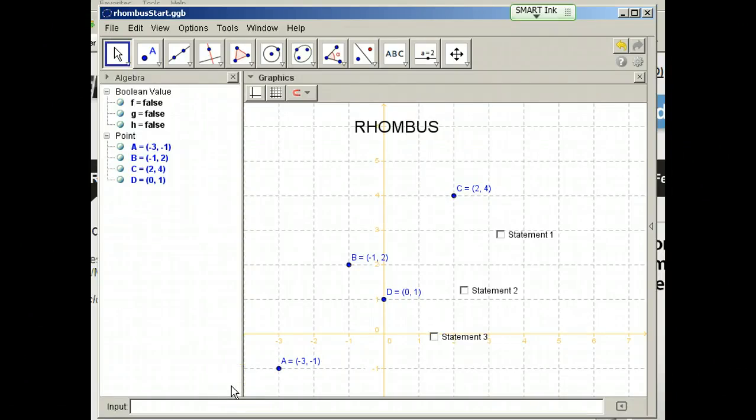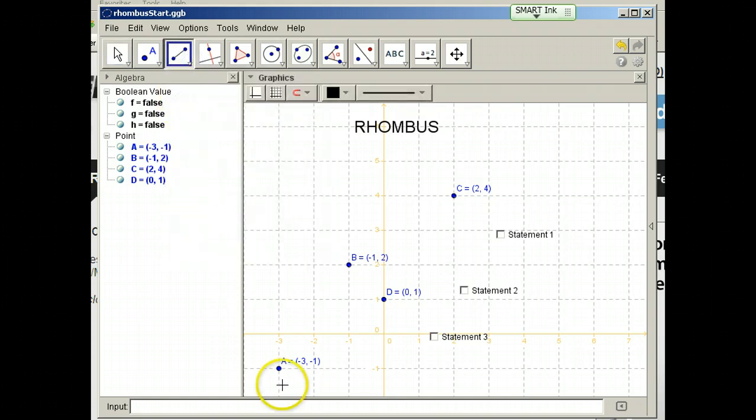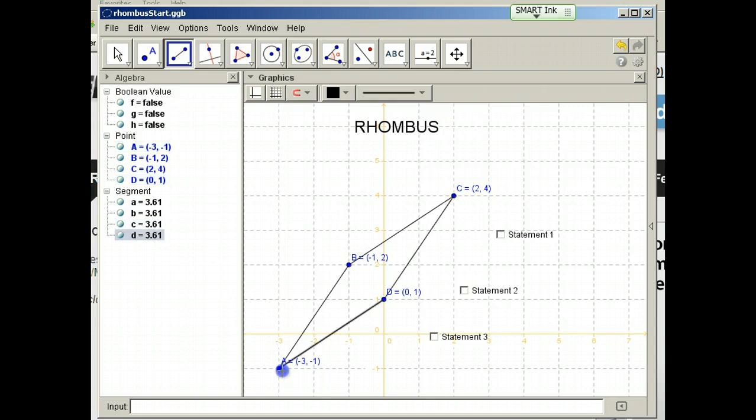Welcome to this screencast on proving that a quadrilateral is a rhombus making use of GeoGebra. Previously, we've talked about how to enter points into GeoGebra. We're going to take these points and make segments between them using the segment tool and connecting the points A to B, B to C, C to D, and D to A.